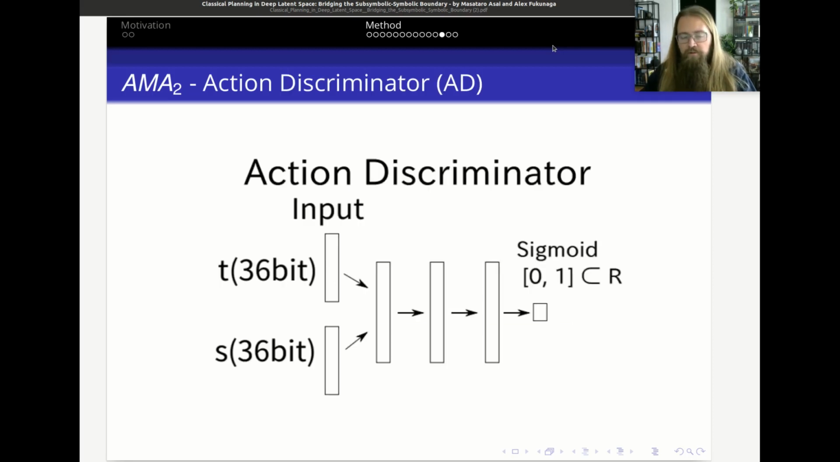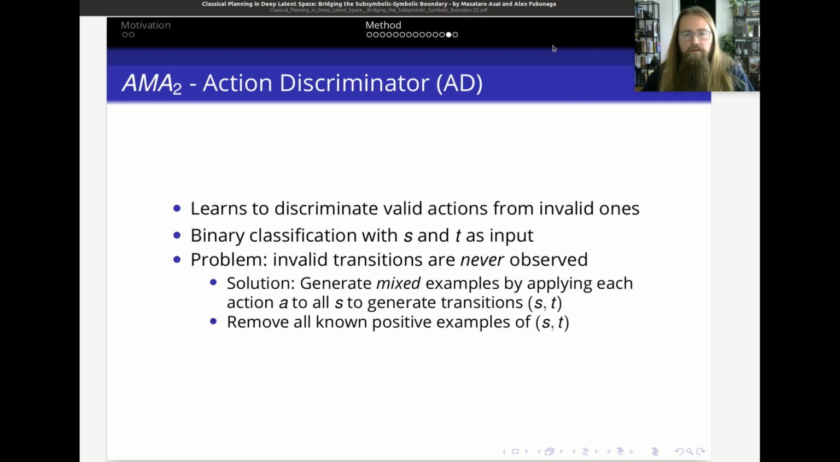And then we have the action discriminator. It looks at two states and says, is there an applicable action between these states? So can you go from state S to state T, basically, given one action? And so it learns to discriminate between valid actions and invalid ones. It's a binary classification, basically saying there is an action you can go from S to T, or there is not. But the problem here is that in the observed data we only have transitions that are correct, so we don't have any negative examples.